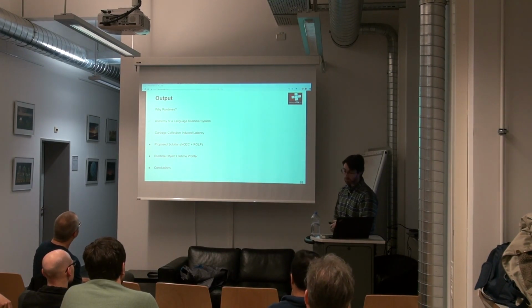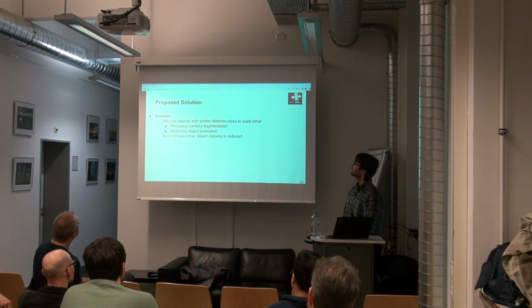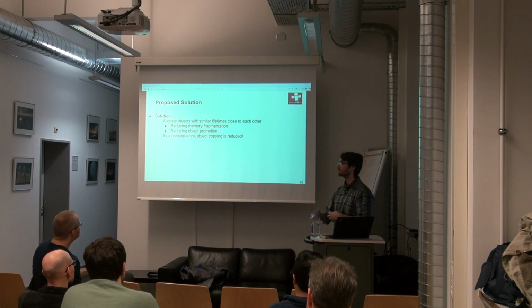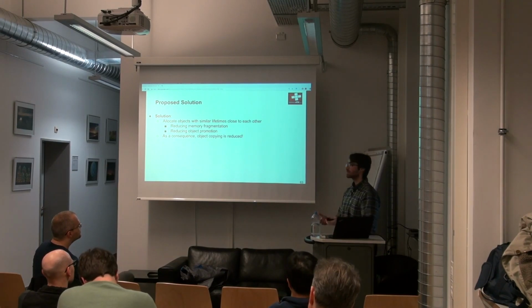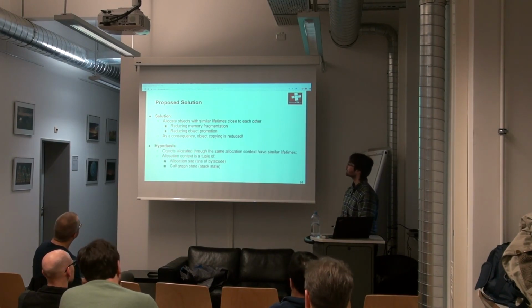Okay, so the proposed solution is basically to allocate objects with similar lifetimes close to each other. If we can get this, then memory will be less fragmented because objects will tend to die in clusters, and we don't have a lot of object promoting because the GC will never have the chance to promote objects, because either they are all alive or they are all dead. And as a consequence, object copying is going to get reduced.